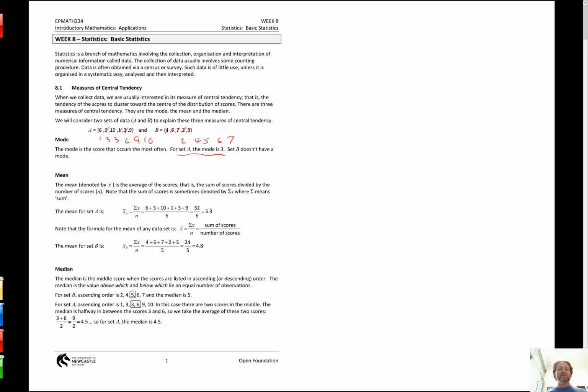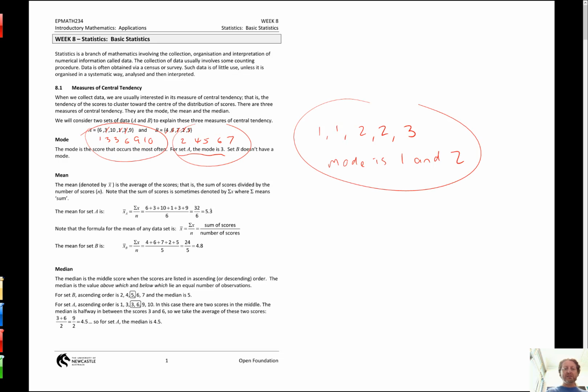And note it's possible to have two modes. I could have a set of data that's 1, 1, 2, 2, and 3. We're looking at very silly small sets of data, but the concept is that's bimodal. There are two modes there. The mode of this data is 1 and 2. Neither of them is more popular than the other, but both 1 and 2 happen more than 3. So you can have more than one mode, like here. You can have no mode, or here you can have a single mode. Okay, so there's the definition of mode.